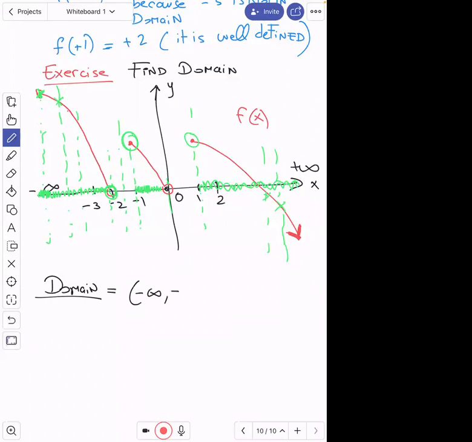So this is -2 excluded, and then the union with the second interval, which will be from -1 included, 0 excluded, union with 1 to positive infinity. +1, of course, is included.